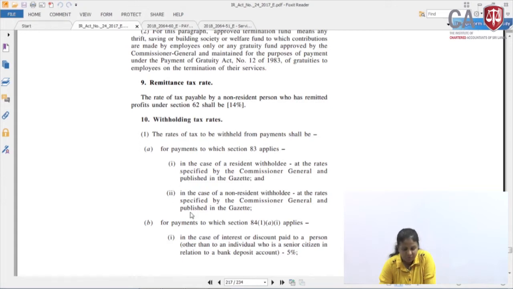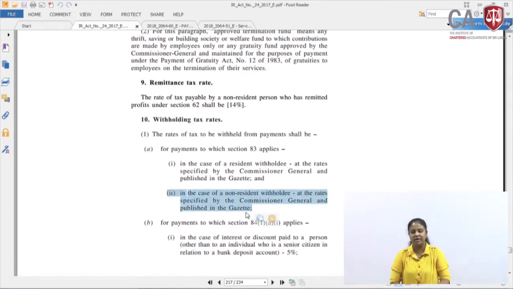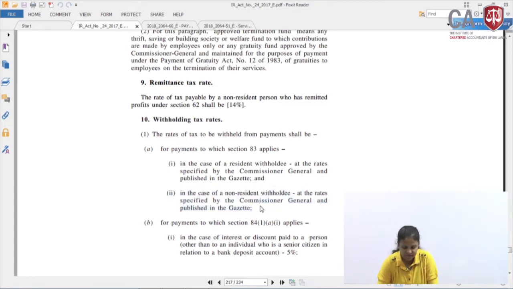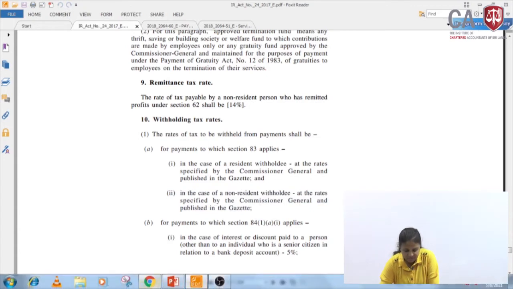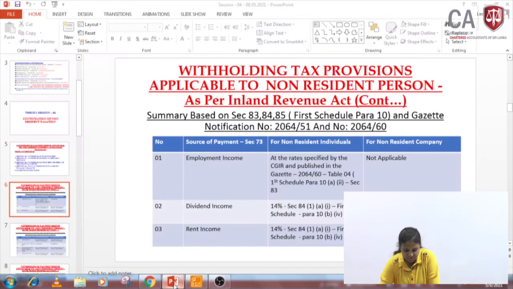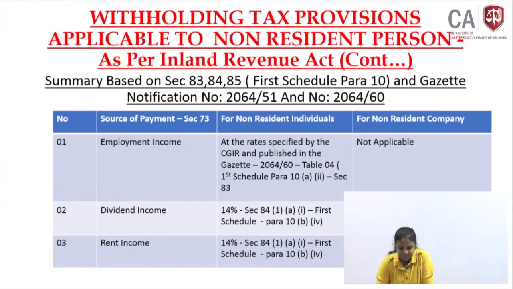In that, go for Roman 2. In the case of a non-resident withholdee, at the rates specified by the Commissioner General and published in the Gazette. Can you see this? Now I have shown you the Gazette and the provisions of the Act. Thereby the rate has been published in the Gazette notification. Okay. Now we will come to the same discussion of ours.